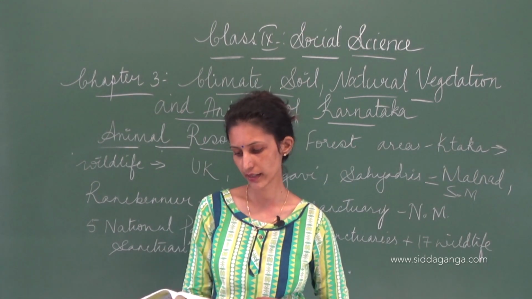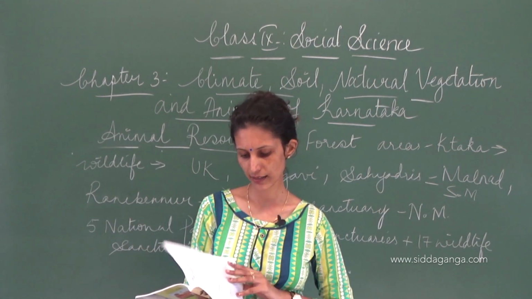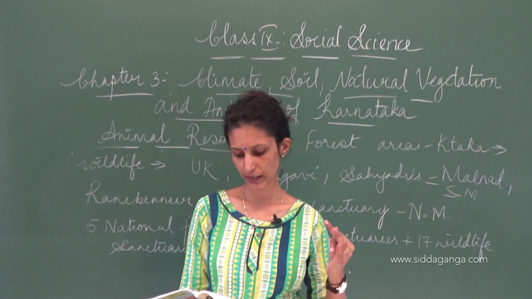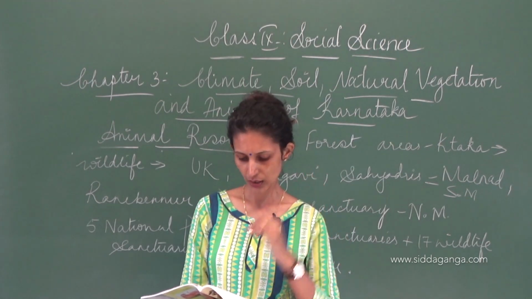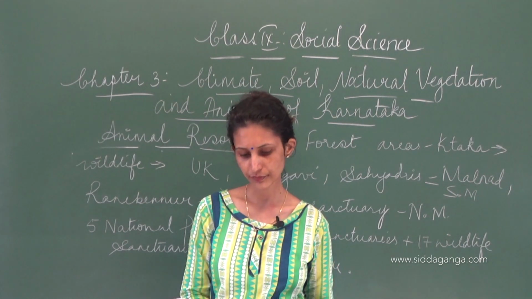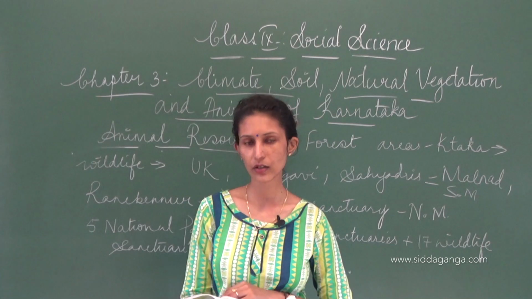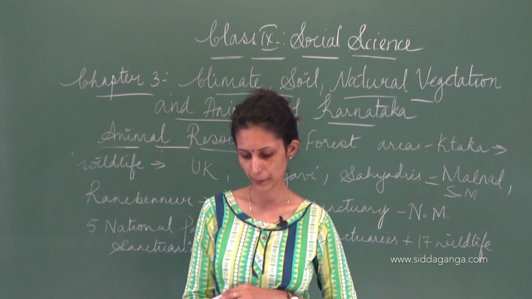So divide it equally and make the climatic seasons that are there. That is summer, rainy, retreating monsoon and winter season. Then we got soil, we studied red soil, black soil, laterite and coastal alluvial soil.